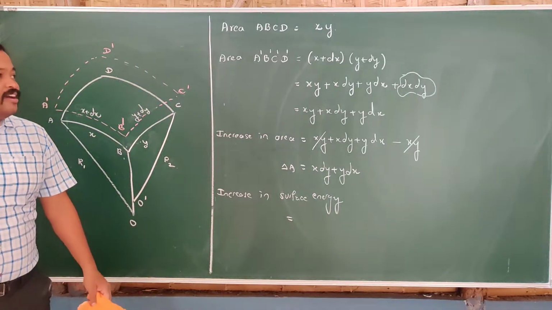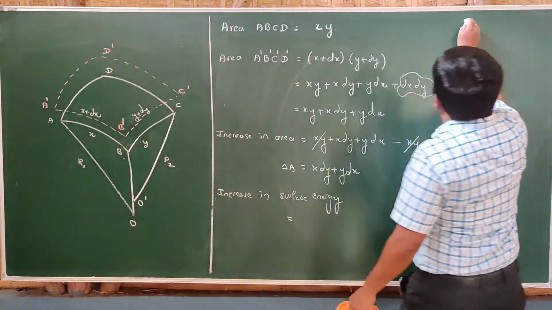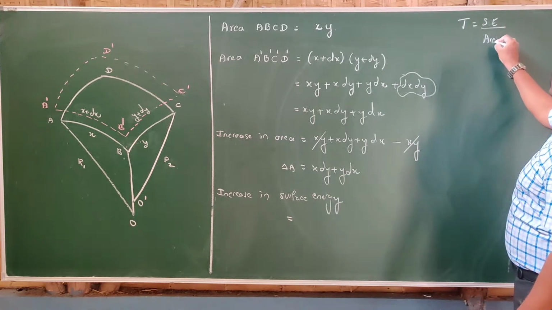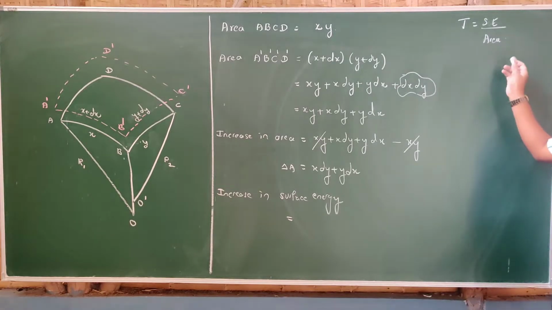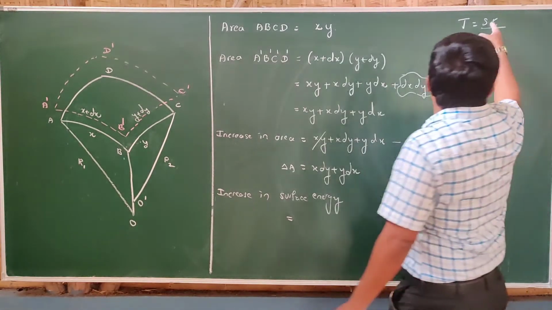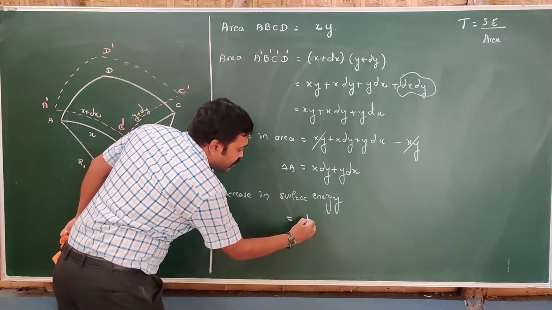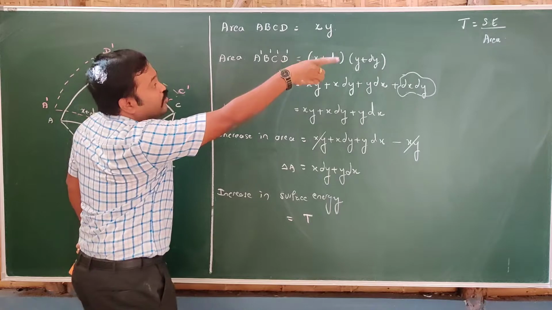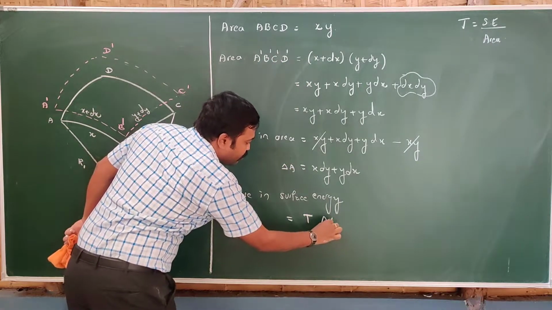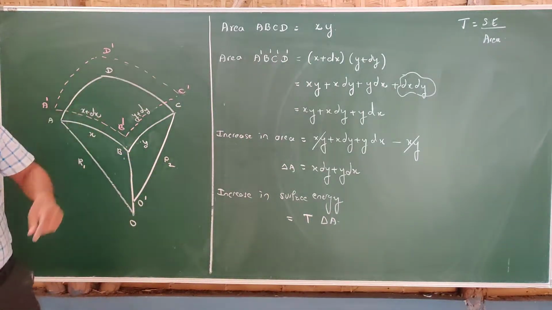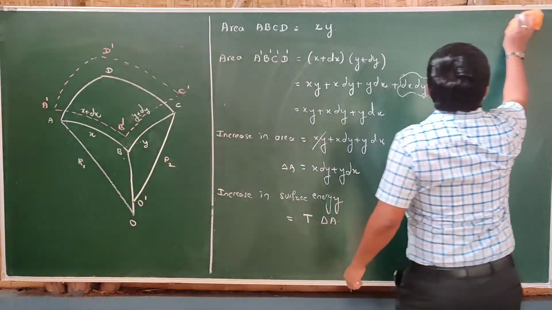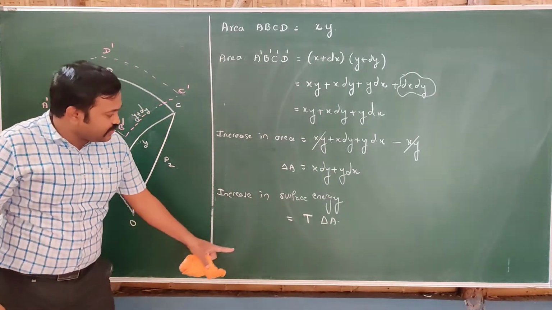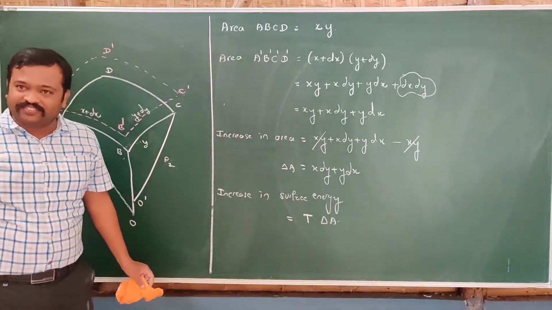We know the formula for surface tension. The formula for surface tension is surface energy divided by the increase in area. So the increase in surface energy is equal to surface tension into area. How much is the increase in area? Let me call it delta A. Do you remember? We have this formula, surface tension equal to surface energy divided by increase in area. So the increase in surface energy is tension into increase in area, right?